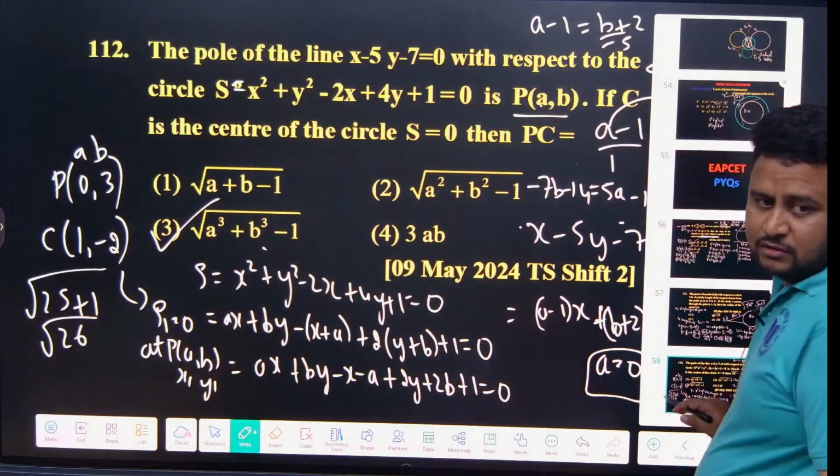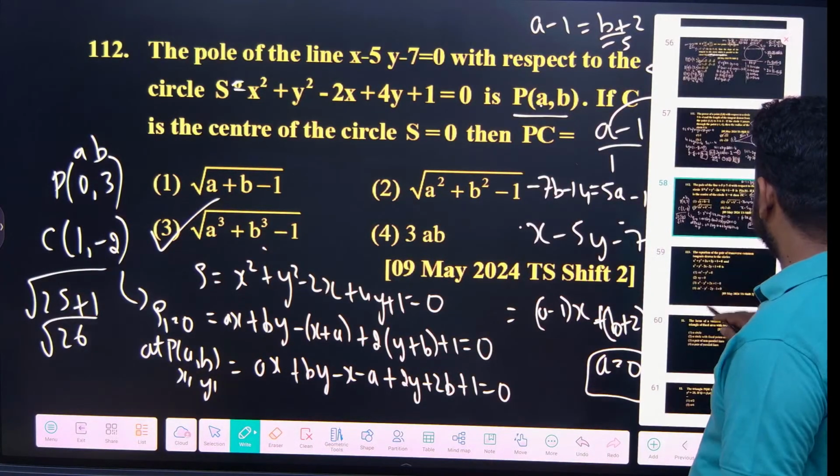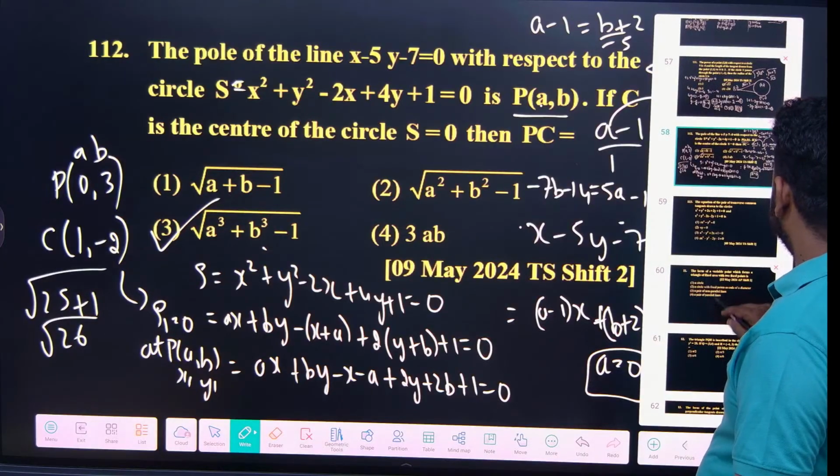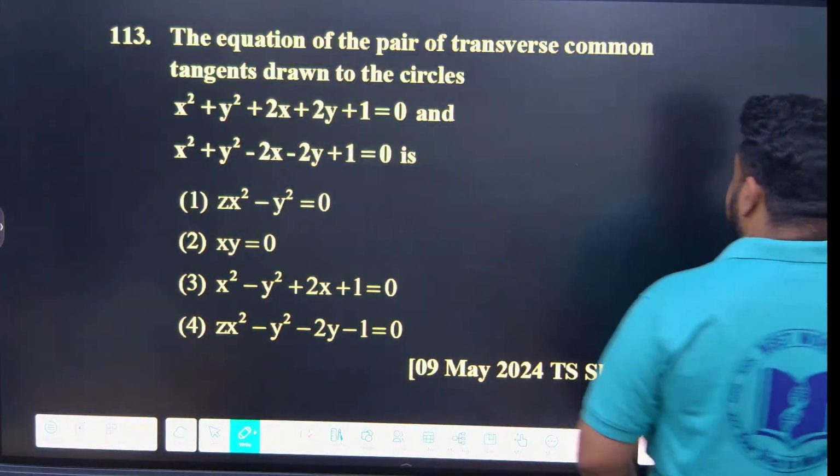Next question, can we go? Everyone? Gayatri understood? Anusha? Okay. Try this question, all of you.